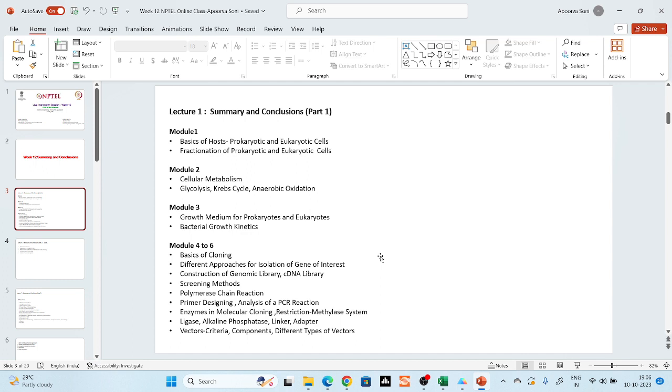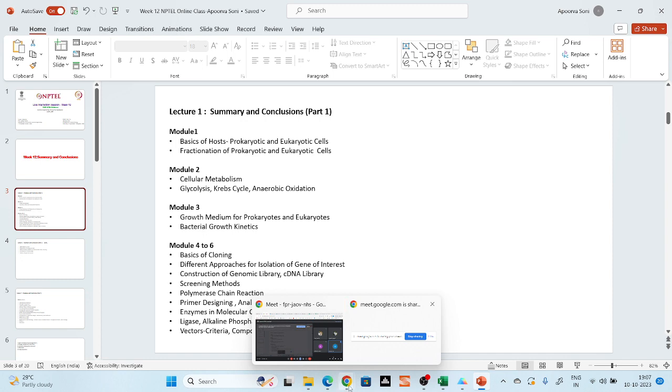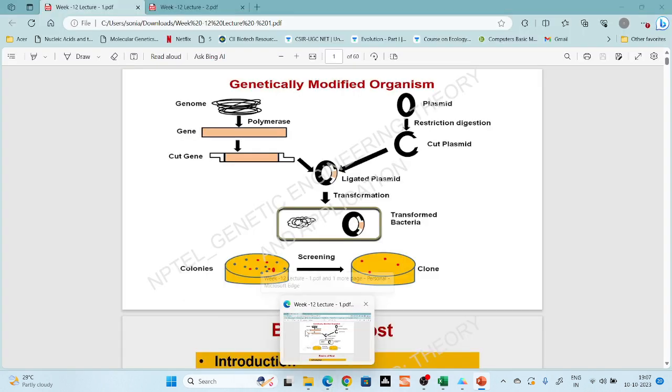So we have studied right from module 1. We started with the basics of the host, that is the basics of prokaryotic and eukaryotic cells, and fractionation. Then we went to metabolism. I'll just do one thing. Instead of going with this, we'll go with the PPT. That would be better.